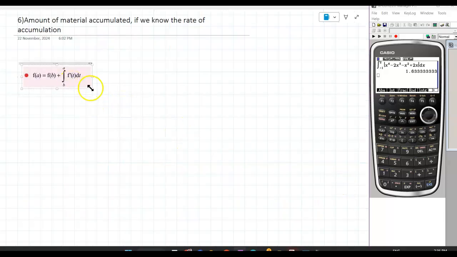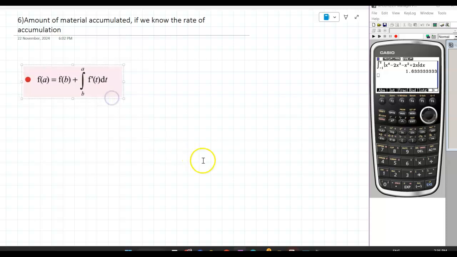Now, this is another application: the amount of material accumulated if we know the rate of accumulation. This is the initial volume. Suppose you are doing volume versus time. This is not motion. This is the rate, and this is your time from B to A. You have to just apply the formula.